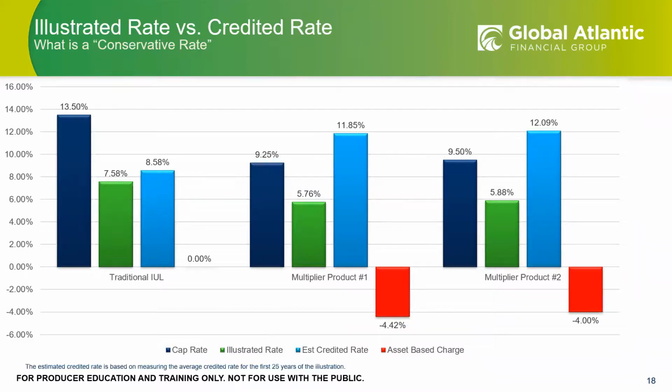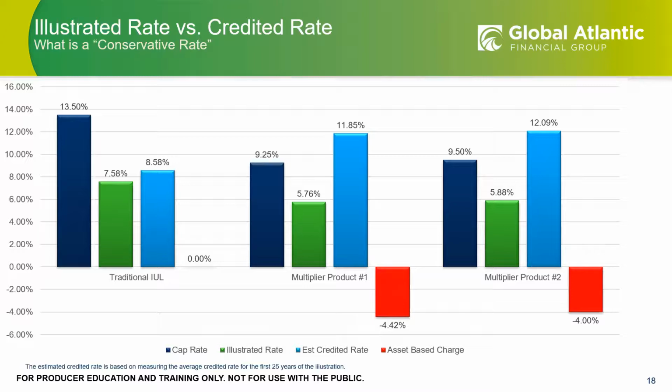In the illustration, AG 49 prescribes what your illustrated rates are. When you look at a carrier's illustration software, it's always going to say, here's the max illustrated rate. And that max illustrated rate does not take into account any multipliers or bonuses. That's just the base illustrated rate based on the cap rate, the participation rate, and the floor offered on that index. So that's what's going to drive it.